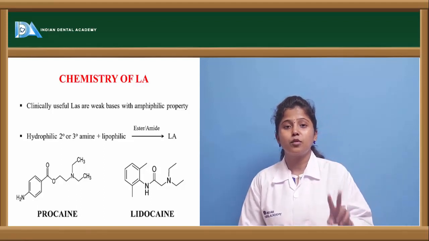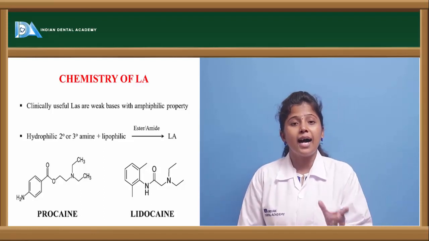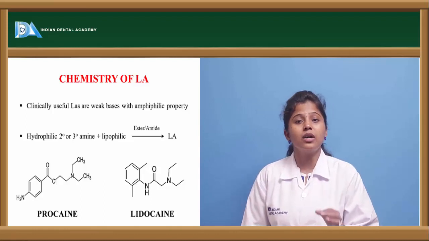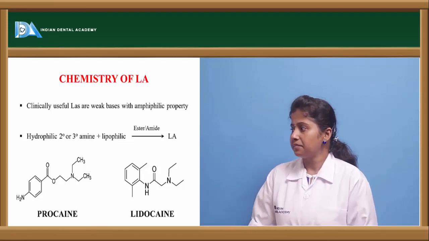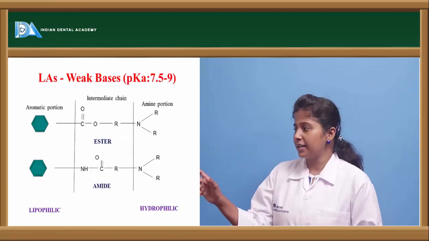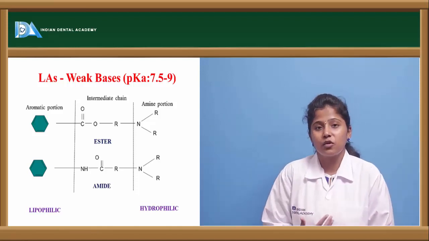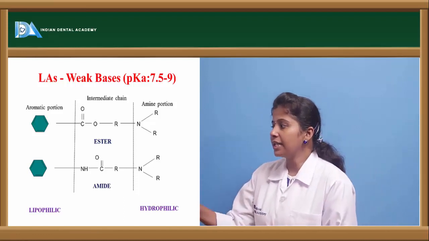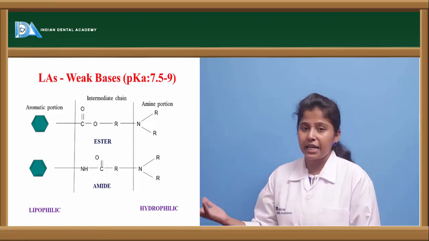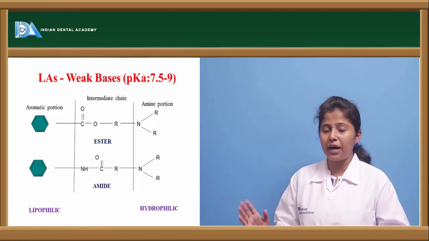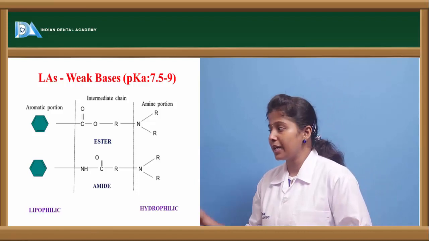Both the hydrophobic and hydrophilic components of the local anesthetics are linked by either an ester or an amide linkage. Here are the structures of procaine and lidocaine. These local anesthetics are weak bases. Here the aromatic ring portion is the hydrophobic part, whereas the amine portion is the hydrophilic part. And the hydrophobic and hydrophilic parts are linked together by the intermediate chain, which may be either ester or amide.